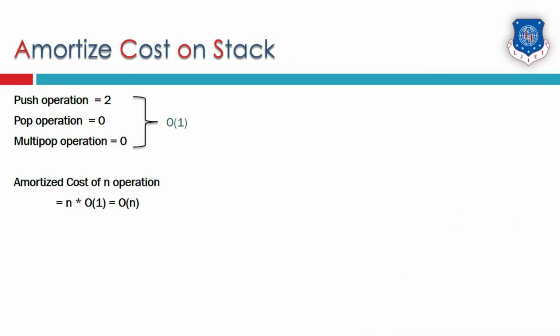Now the amortized costs on the stack that we have just calculated: for the push operation it is 2, for the pop operation it is 0, and for the multi-pop operation it is 0. So the amortized cost of n operations will be n times O(1), which is O(n).